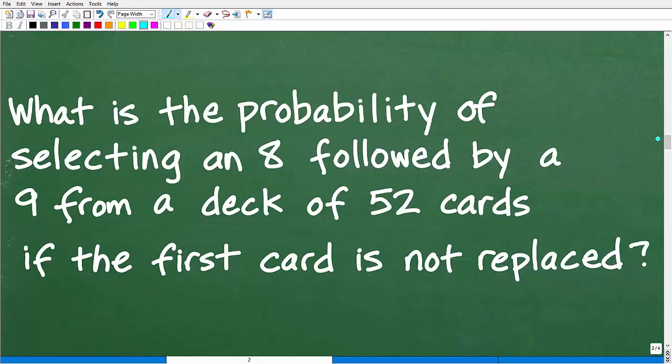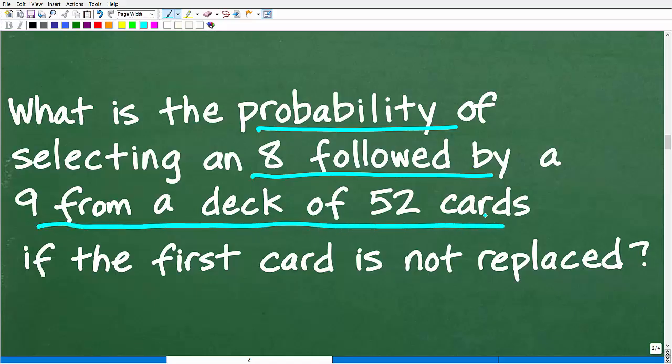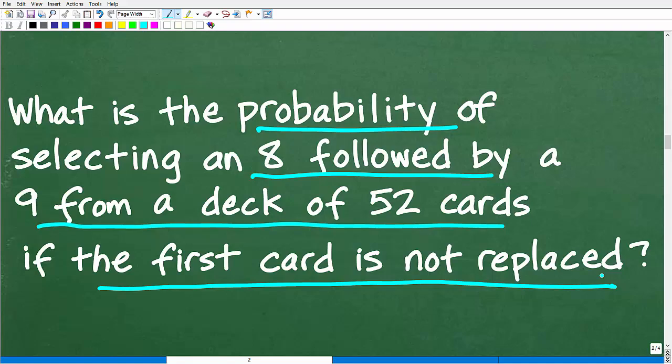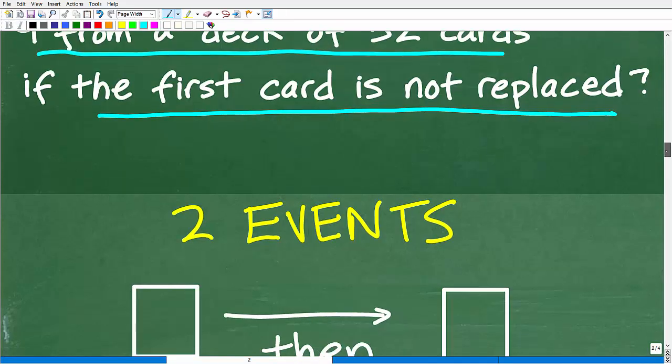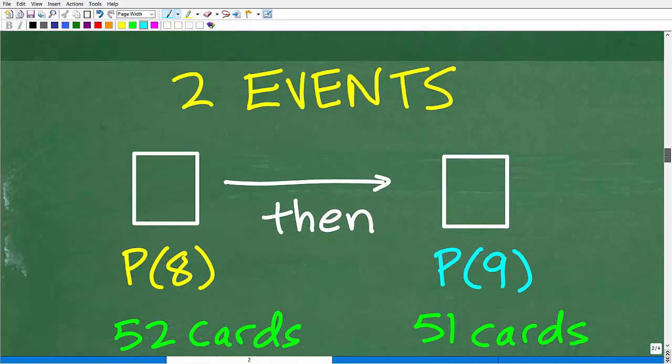And so the question is, what is the probability of selecting an 8 followed by a 9 from a deck of 52 cards if the first card is not replaced? Okay, so there's 2 events here. We're going to select a card, and we're going to want to see what the probability of selecting an 8 is. And then after that, we're going to select another card and see what the probability of getting a 9 is from the remaining cards. So what we're talking about here, again, is 2 events.